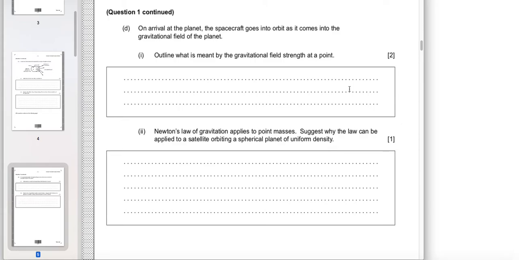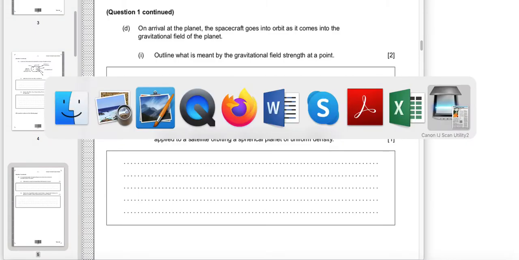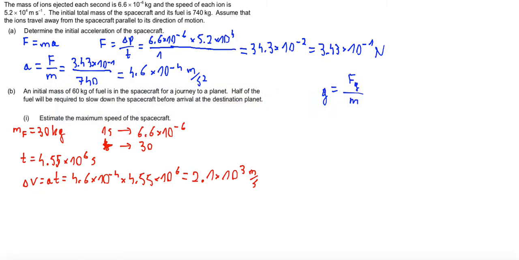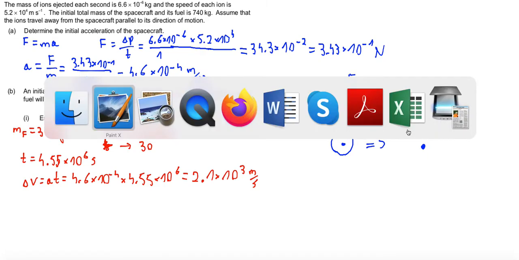Newton's law of gravitation applies to point masses. Suggest why the law can be applied to a satellite orbiting a spherical planet of uniform density. Because if you have a planet of uniform density, then the gravitational field created by this planet is exactly the same as the gravitational field created by a point mass of the same mass as this planet. Okay?